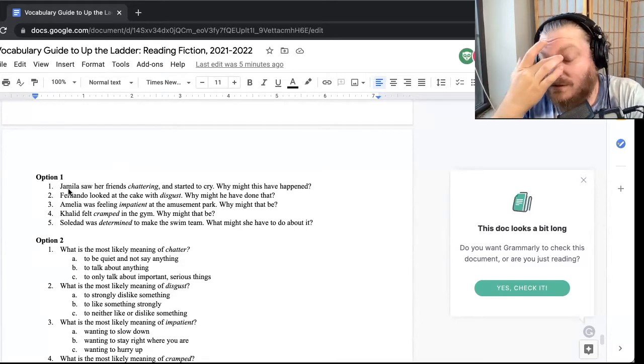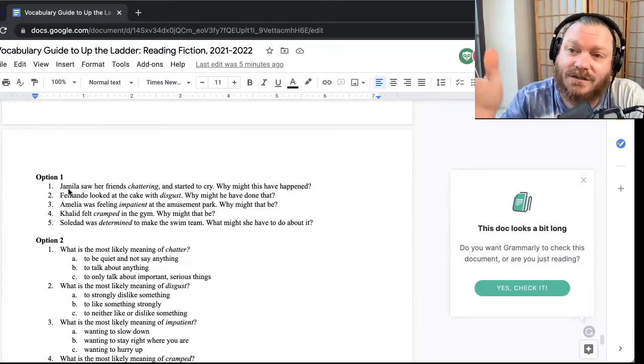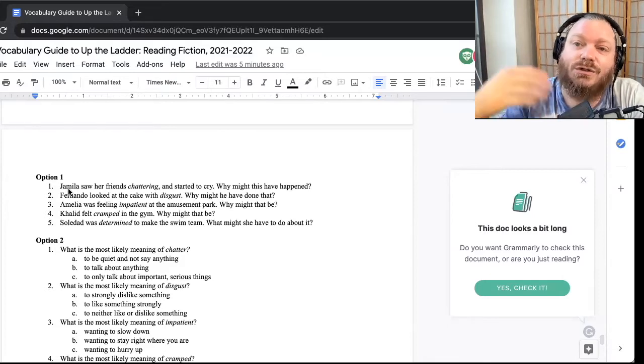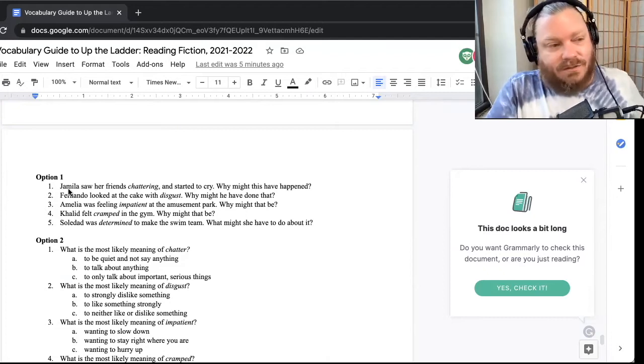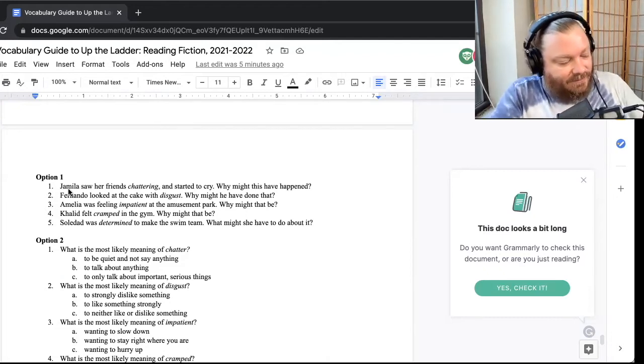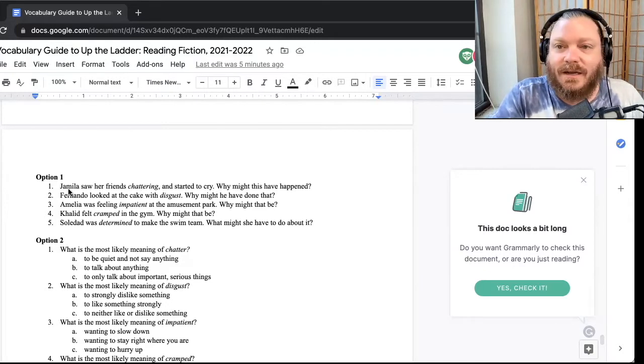And so what students have to do is use their knowledge of the word chattering and make an inference of how that could be connected to this instance of chattering starting to make her cry. And so a response could be something along the lines of, maybe she heard her friends chattering and saying mean things about her or something behind her back, and that made her cry, or whatever it was.